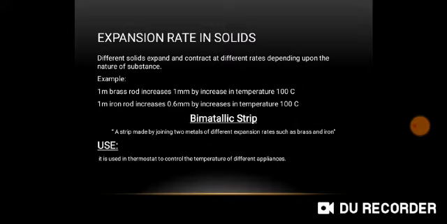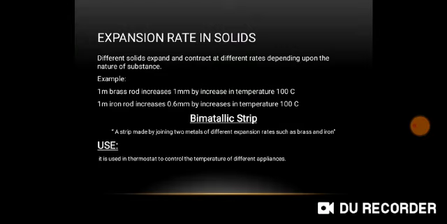Okay, by using this concept, we have made a device that is called a bimetallic strip. How are bimetallic strips made? Bimetallic strips are made by joining two metals of different expansion, such as brass and iron. You take two different metal strips, you join them together, and what you get is a bimetallic strip.